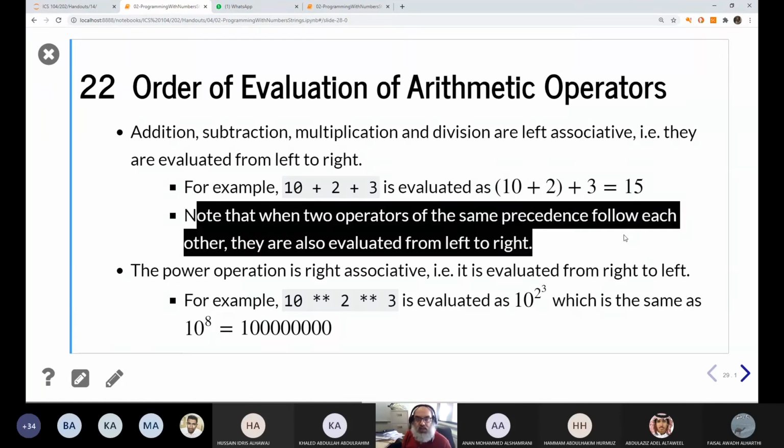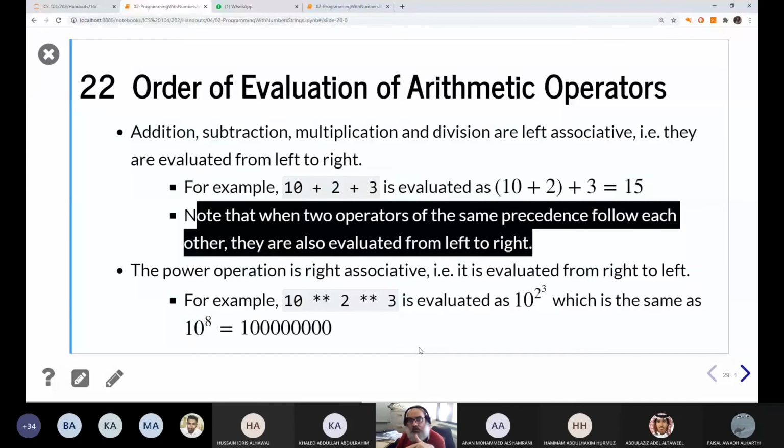Note that when two operators of the same precedence follow each other, they are also evaluated from left to right. So if you have 10 plus 2 minus 5, it will first evaluate 10 plus 2, and then subtract the 5. If you have 10 minus 5 plus 2, it will first evaluate 10 minus 5, and then add 2. So all these four operations are left associative.